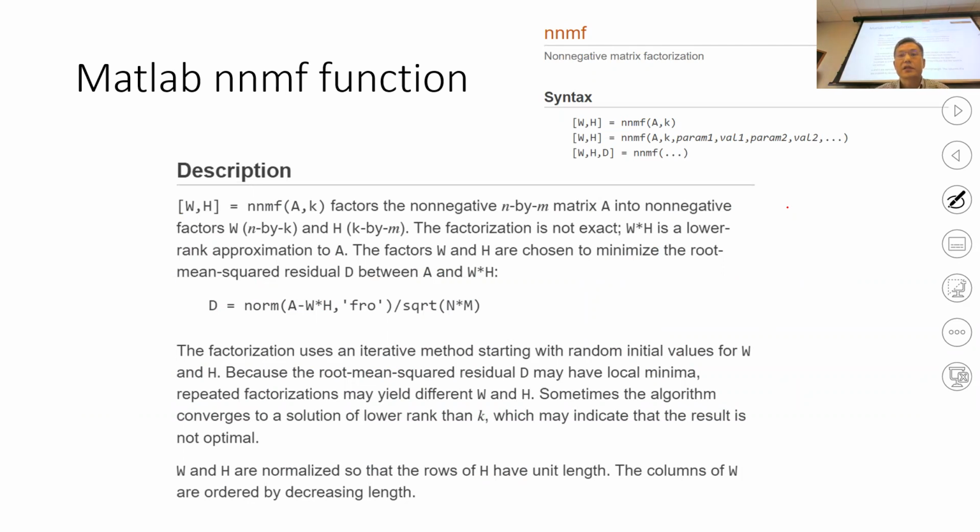The MATLAB machine learning statistics toolbox has this function for NMF, and that's a description of this function. You give input matrix A and get matrices W and H, and you can specify how many components you have in the H and the W. Okay. So internally, these factors are chosen to minimize the root mean squared residual between A and W times H. Okay.